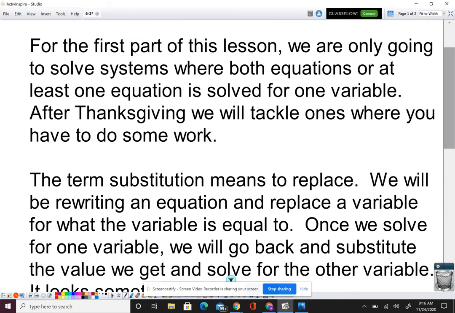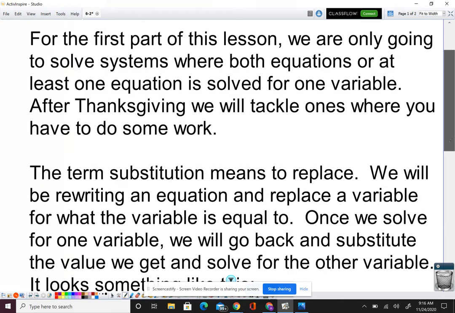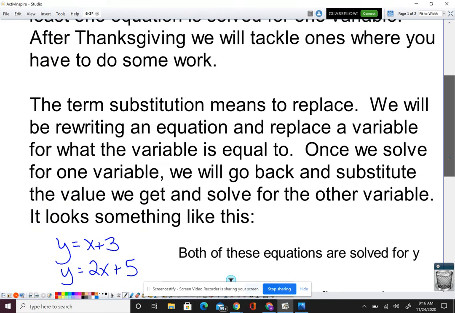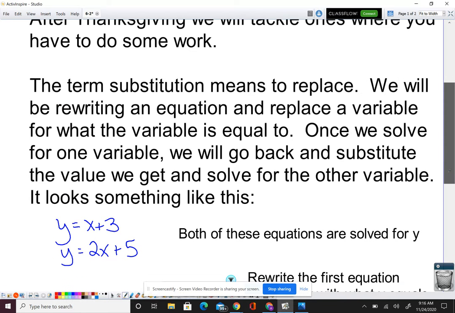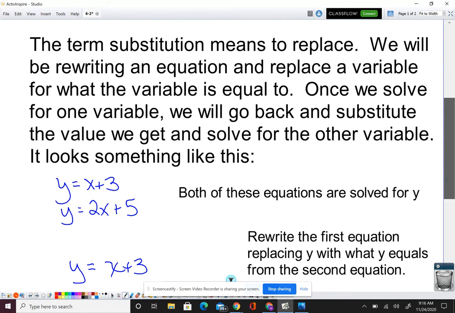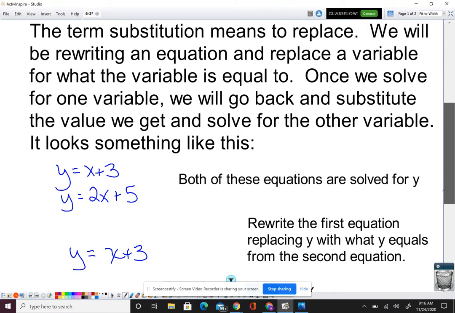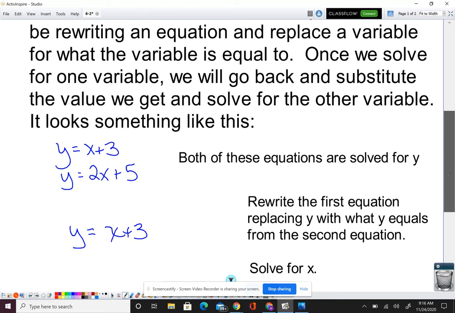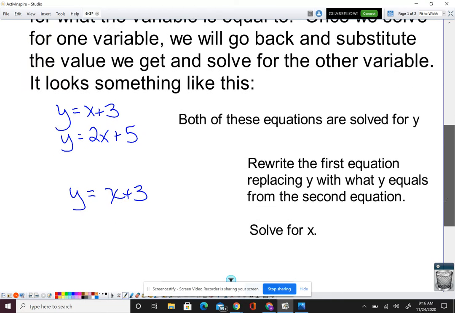So the first part, we're just going to be looking at systems where either one of the equations or both of the equations are solved for a variable. And then after Thanksgiving, we'll tackle some other ones where you have to do some work. So the term substitution means replace. So we'll be rewriting an equation and replacing a variable with what the variable is equal to. And then once we solve for one variable, we have to go back and substitute and get the value of the other variable.